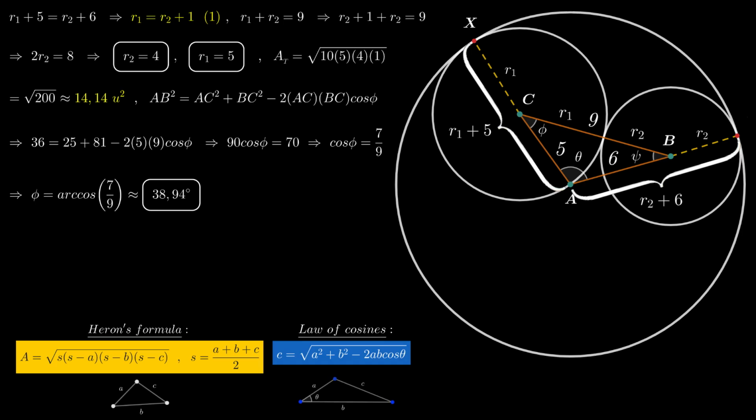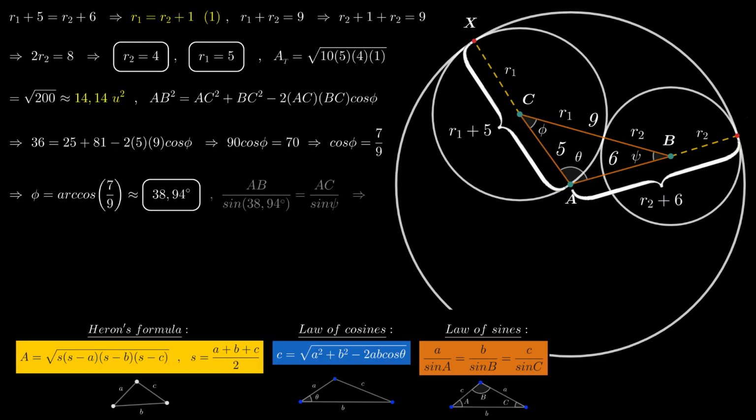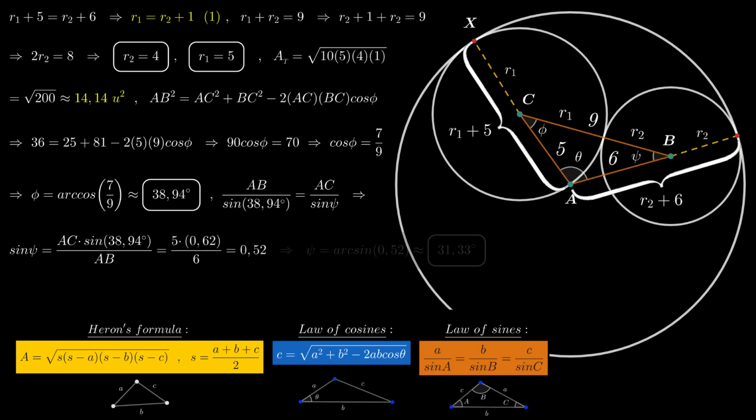Now to find psi, we'll use the law of sines, and we have AB over sine of 38.94 equals AC over sine of psi, which is sine of psi equals AC times sine of 38.94 degrees over AB, which is 5 times 0.62 over 6, which is 0.52. And psi is arcsine of 0.52, which is approximately 31.33 degrees. And theta is 180 minus 38.94 minus 31.33, which is approximately 109.73 degrees.